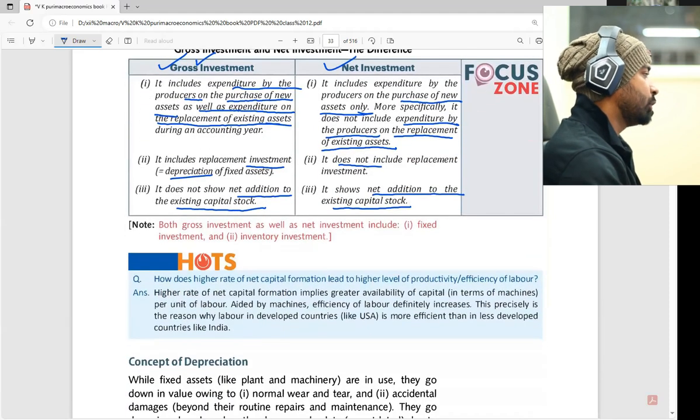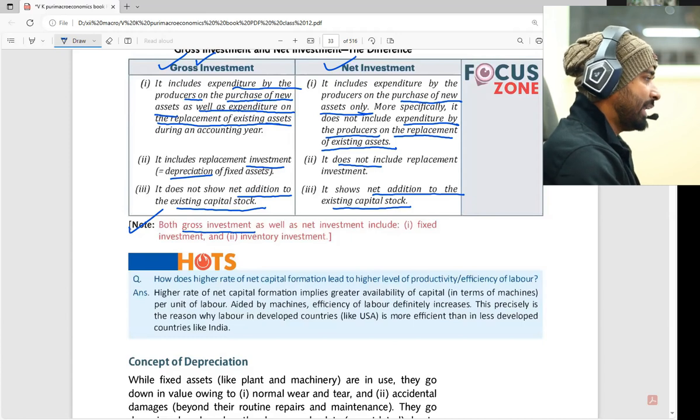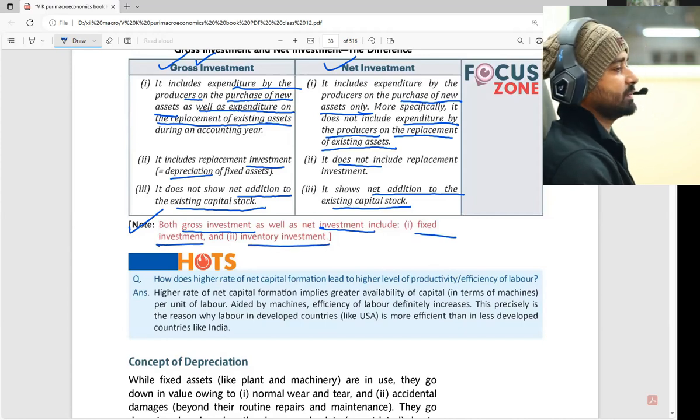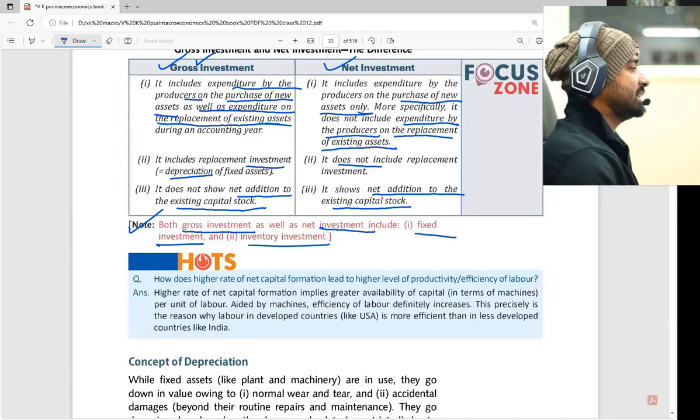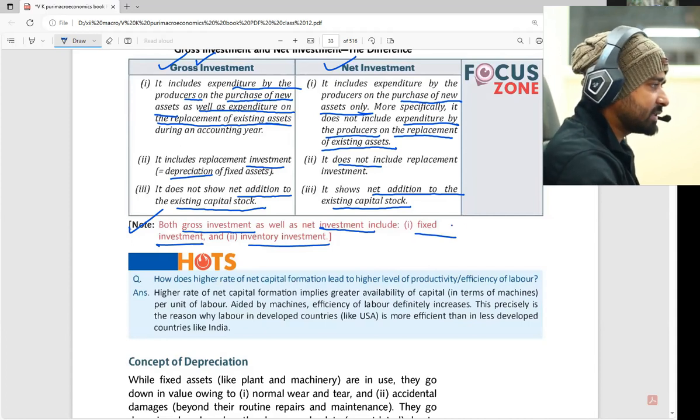Okay. One more point has been given in the note. We have seen both gross investment and net investment. This includes both fixed investment and inventory investment. So you cannot say that fixed investment only comes under gross investment or net investment. It is not like that.